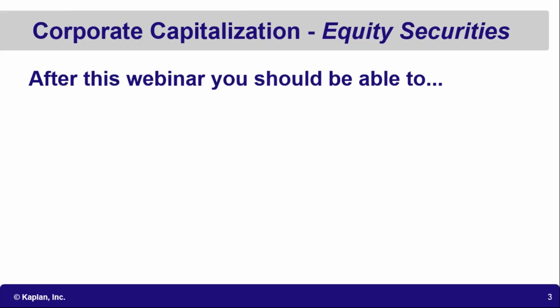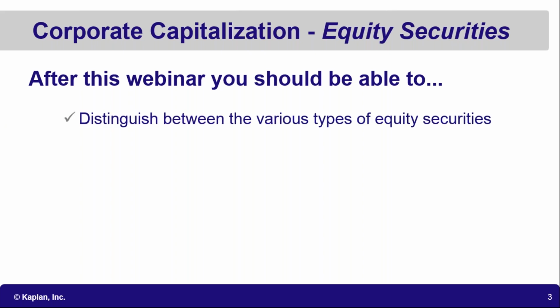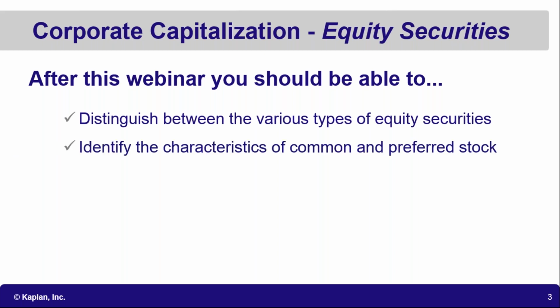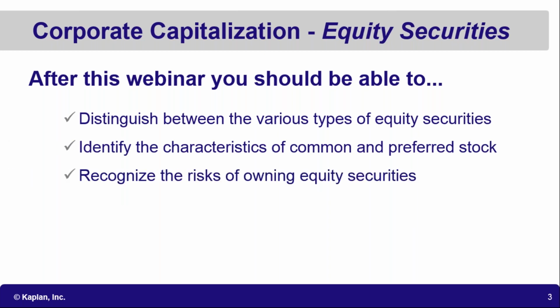After this webinar, you should be able to distinguish between the various types of equity securities, identify the characteristics of common stock and preferred stock, and then recognize the risks of owning equity securities. All investments have risk. And basically it works like this. The more potential reward for you as an investor, the more risk you're going to have to take to get that potential reward. And equity securities have great potential for reward, but they also have great risk. And we will talk about that towards the end of our webinar here.